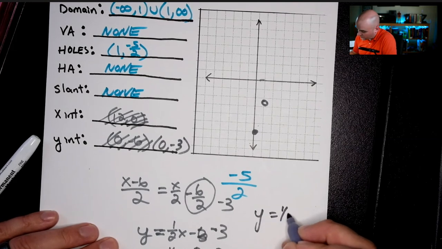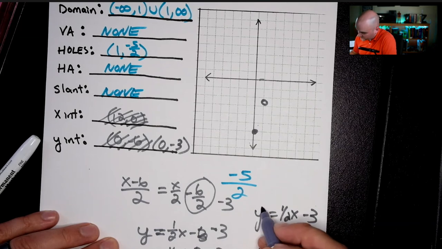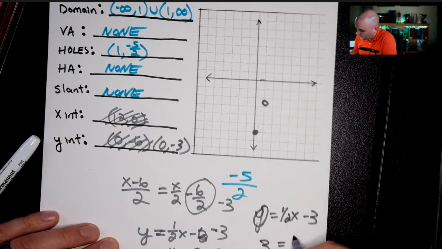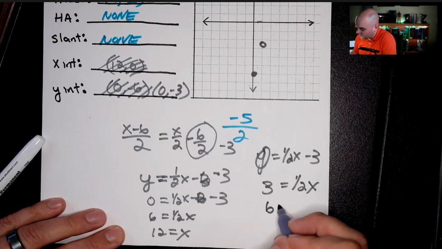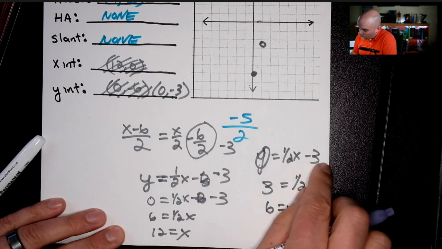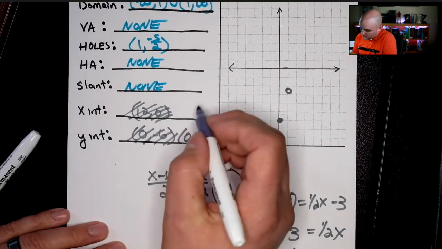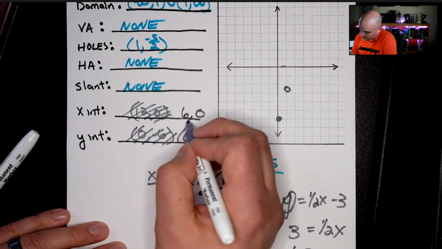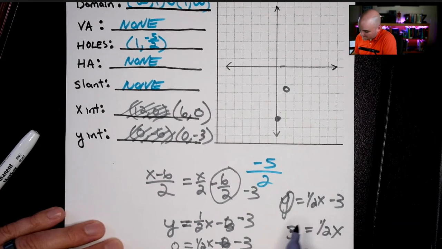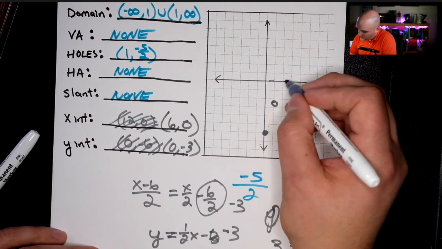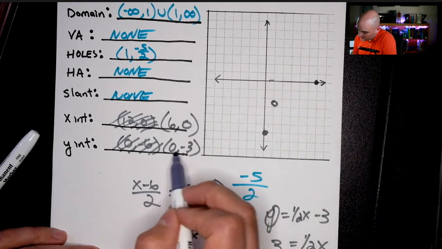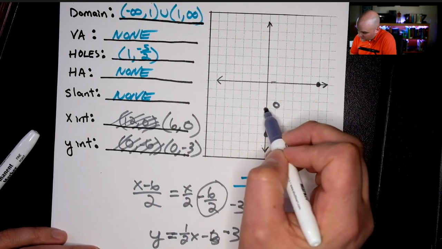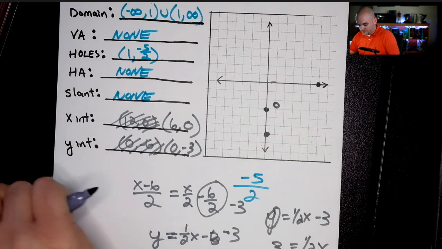That makes this intercept not 0, negative 6, but 0, negative 3. Here, let's just start over here. We get y equals 1/2 x minus 3. Add 3 to both sides. This is 0 now. Multiply both sides by 2, you get 6 is equal to x. So when y is 0, x is 6. So you've got 1, 2, 3, 4, 5, 6 right here. And then you've got 0, negative 3. Now those look like they line up.